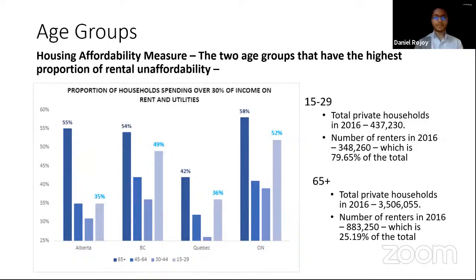The graph proportion has been taken from the total proportion of the renters, so the data highlighted in the bluish green color is the group that we're looking at now, 15 to 29. Then we looked at 65 plus. These were also a group that had to spend a larger portion of their income, over 30%, on rent and utilities.